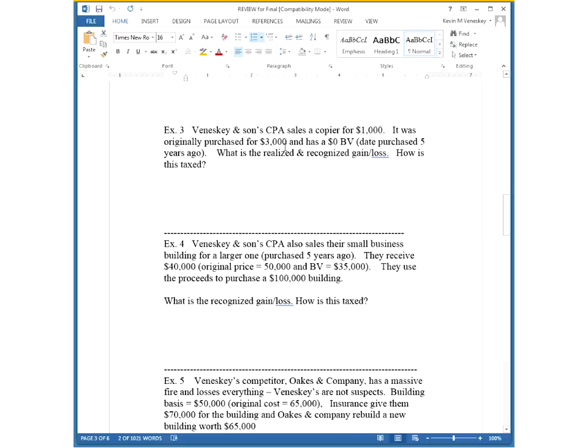Okay, so the company here sells a copier. We purchased it for $3,000, $0 left value because we depreciated it. What is the realized and recognized gain or loss, and how is it taxed? Okay, so this would be an example of definitely having a capital gain, and then knowing that it has a potential of being a Section 1245 depreciation recapture as well, and then doing the capital gain, if even necessary.